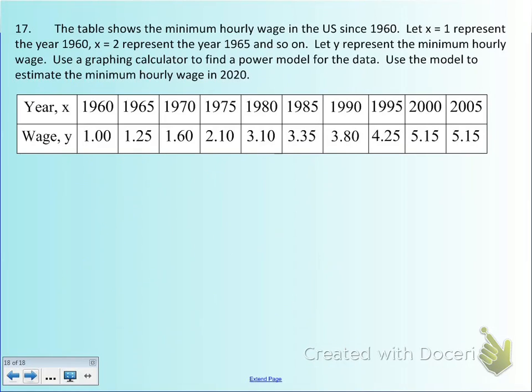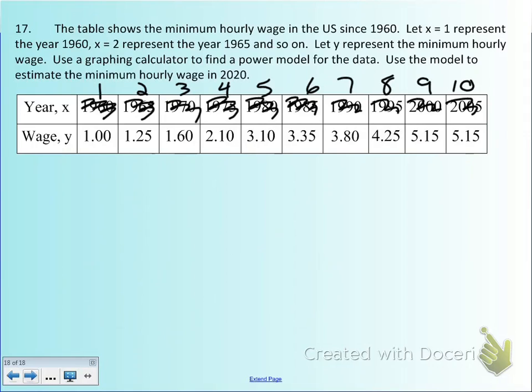And the last question on our test, yay, is the following. The table shows the minimum hourly wage in the U.S. since 1960. Let x equal 1 represent the year 1960. So I'm going to cross out this 1960, put a 1. X equals 2 represents the year 1965, and so on. So I'm going to redo these years. And those are the numbers I'm going to plug into my L1 and L2 in my calculator.